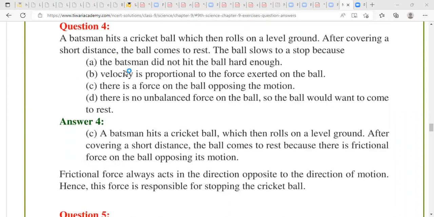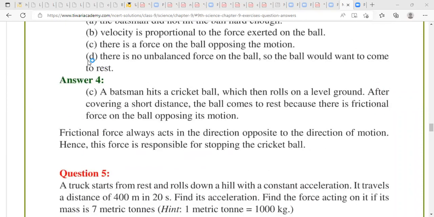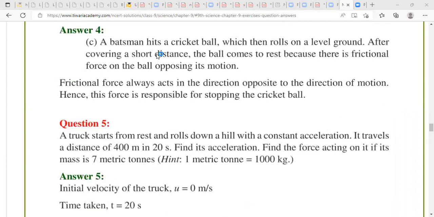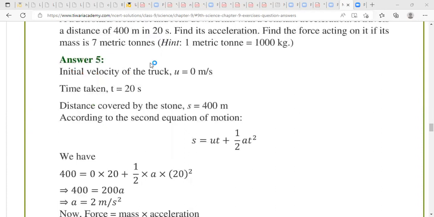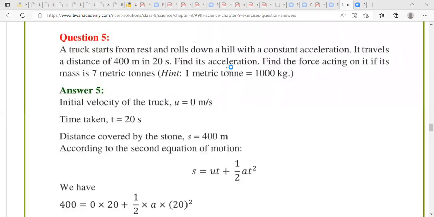Now see, next question, very easy. A truck starts from rest and rolls down the hills with a constant acceleration. It travels a distance of this in this. So this is the distance and this is your time. You have to find the acceleration and then you have to find the force acting on it if the mass is 7 metric tons. 1 metric ton is equal to this. So first you will convert.